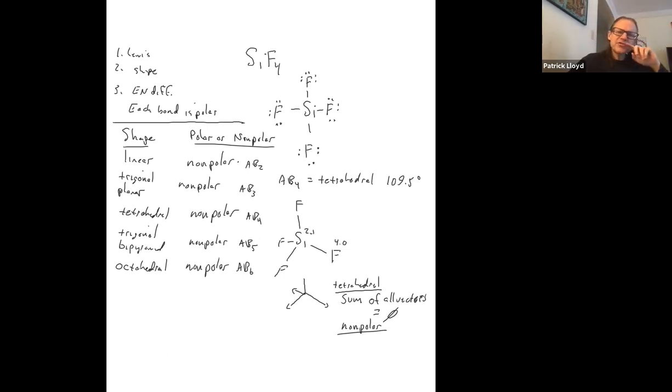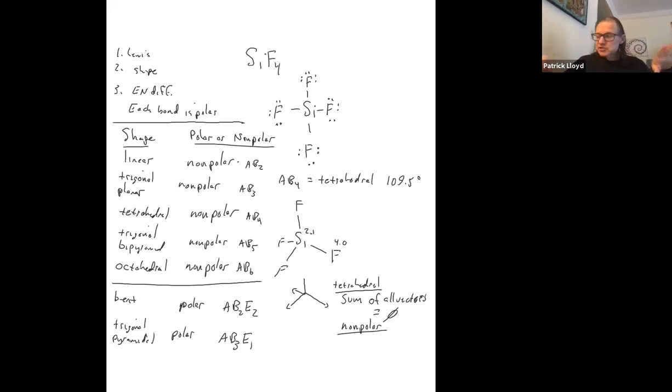Okay. So then you say, well, wait a minute, is anything polar? And of course, some things are polar. And what happens is you get to the next table. So remember, we had the bent, we had the trigonal pyramidal. These two are polar. Okay, those are the 2 polar substances.